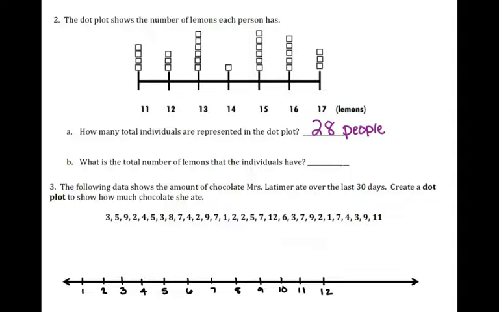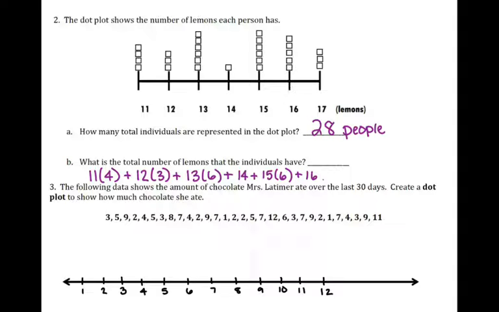So what I can do is total up the number of lemons in that category. I would do 11 times 4 for those 4 people. Plus, for the 12 lemons, there were 3 people that had 12 lemons. Plus, for the 13 lemons, there were 6 people. Plus, there was only 1 person that had 14 lemons. Plus, for the 15 lemon category, there were 6 people. Let me count again: 1, 2, 3, 4, 5, 6 people.